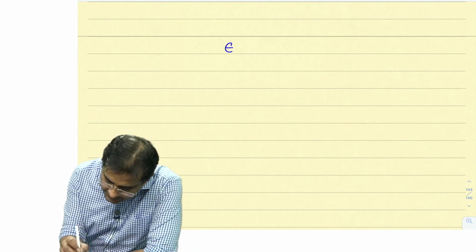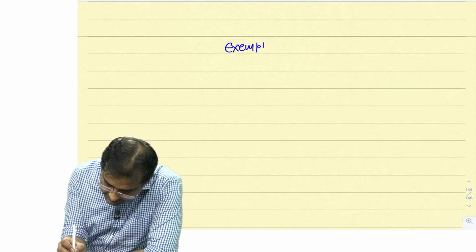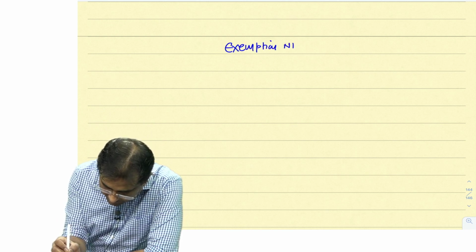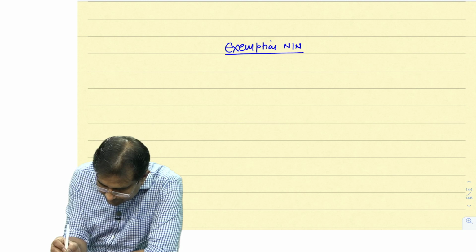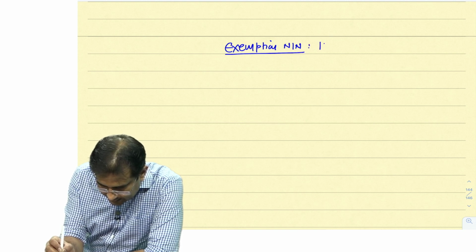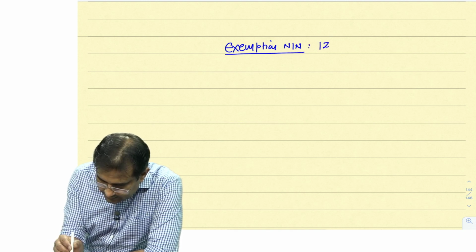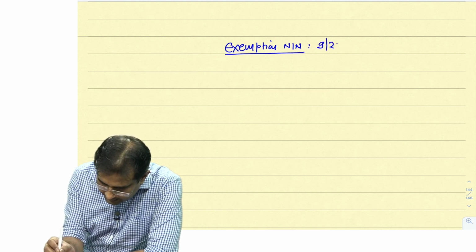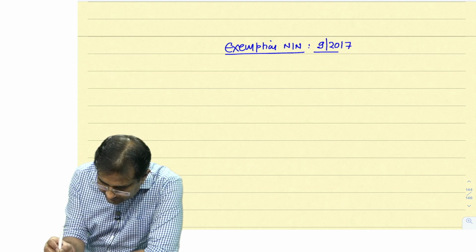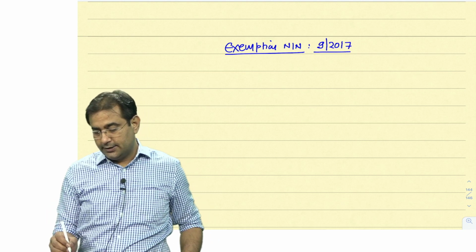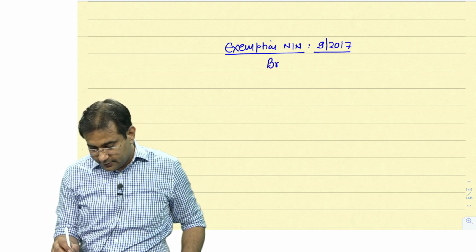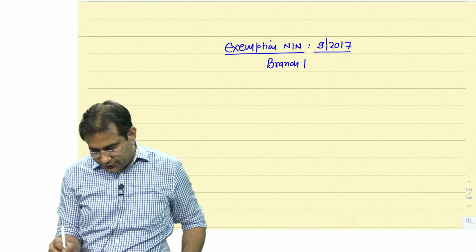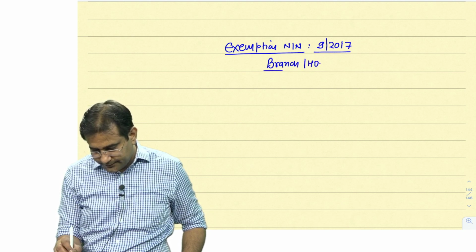We are discussing exemption notification number 9/2017 and talking about branch office and head office.